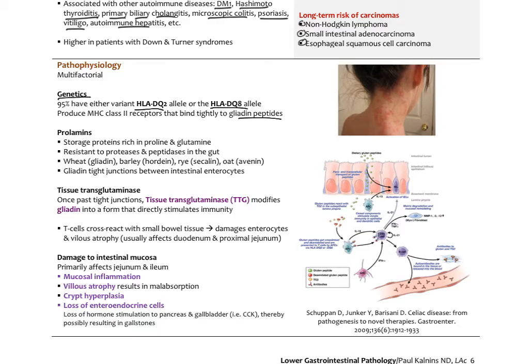The prolamins are needed, and again, these are storage proteins. They're rich in proline and glutamine. In wheat, it's gliadin. In barley, it's called hordein, in rye, it's secalin, and in oat, avenin. These are all prolamins, so again, people have different cross-reactivity. We usually think of gliadin, but these others can be issues as well. These prolamins are actually resistant to proteases and peptidases in the gut, especially when that Roundup is involved.